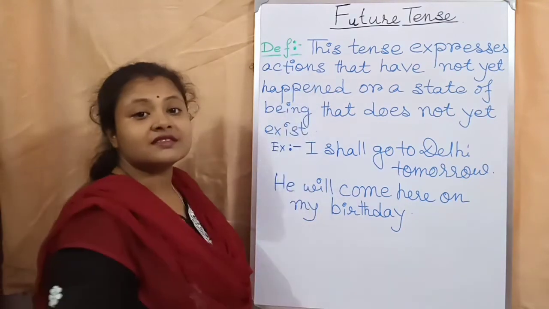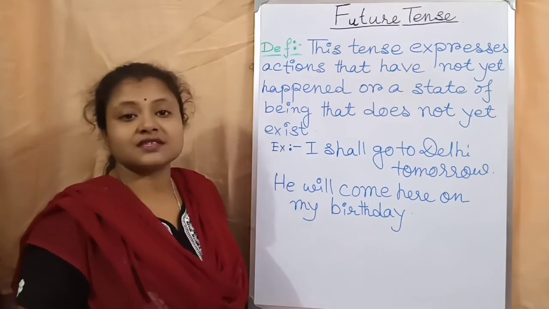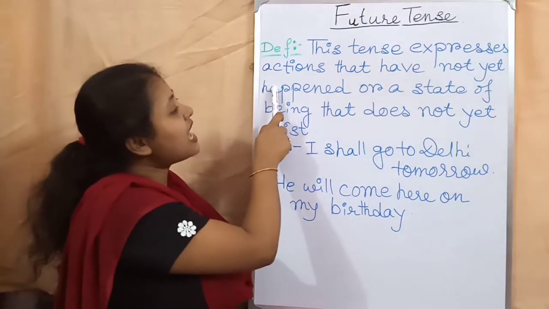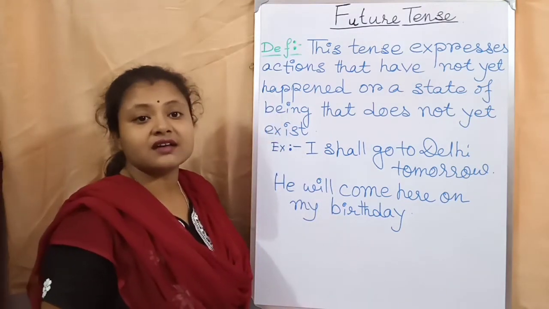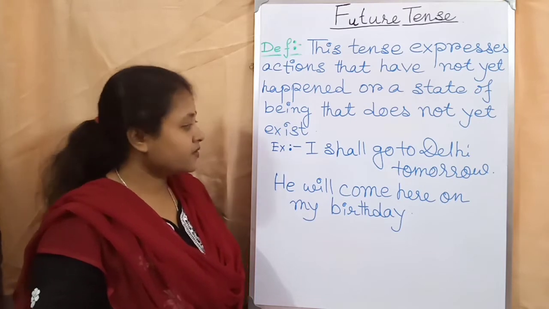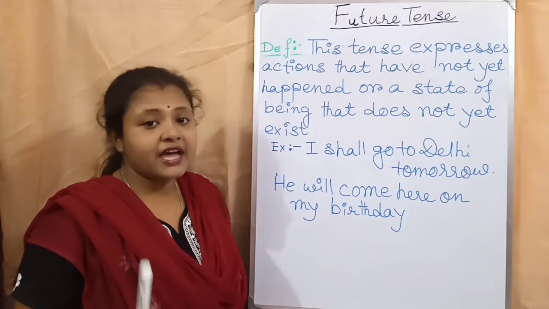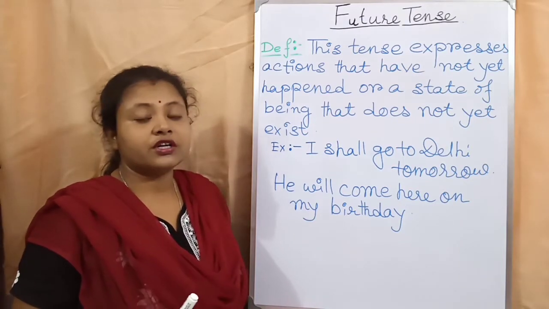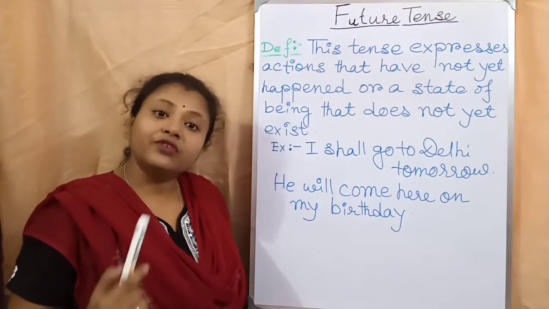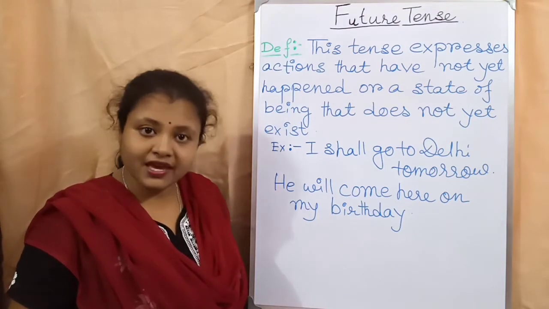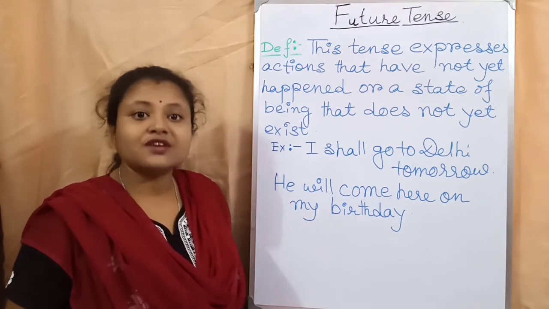So, future tense. What is future tense? Future tense expresses actions that have not happened or a state of being that doesn't yet exist. That means this tense refers to an action that will occur in future, that has not happened yet, that will happen in future. Okay? So in these sentences, we use future tense.